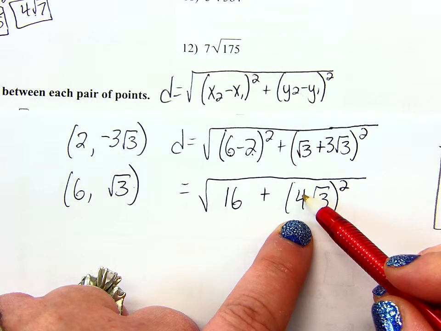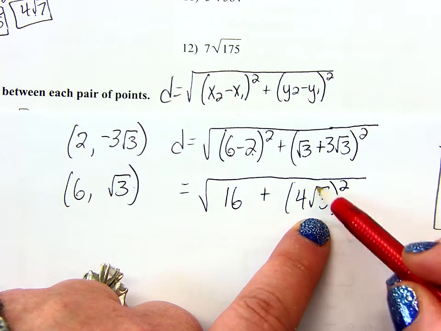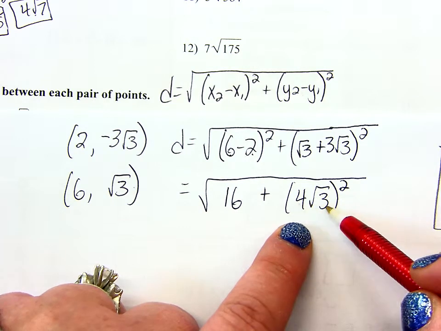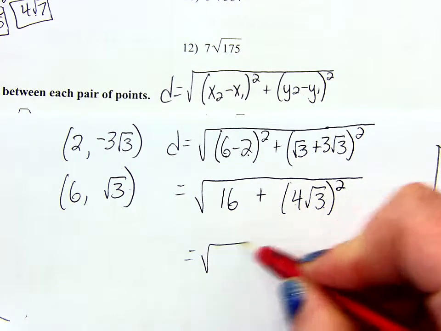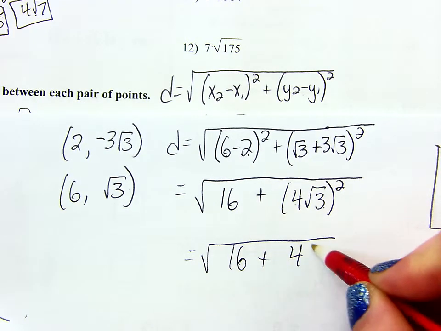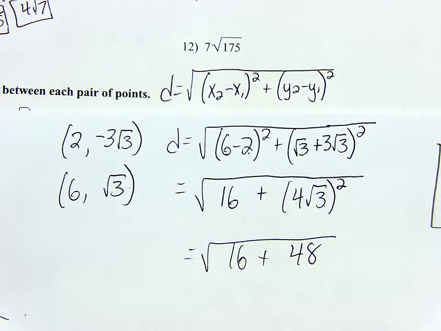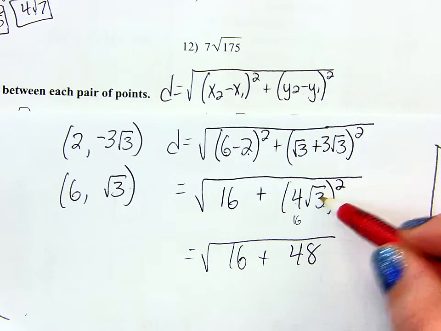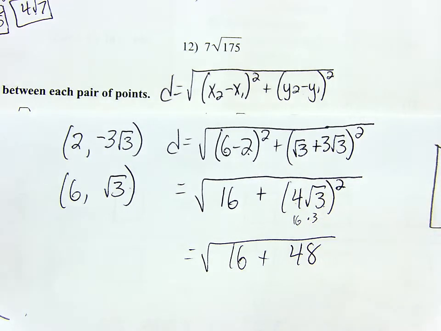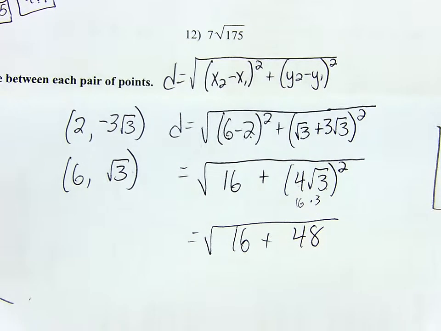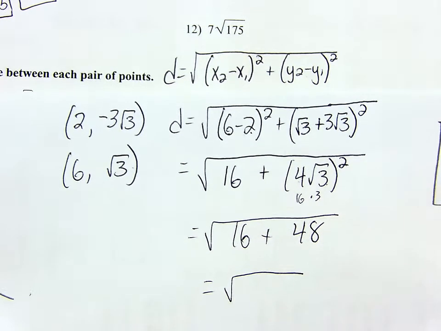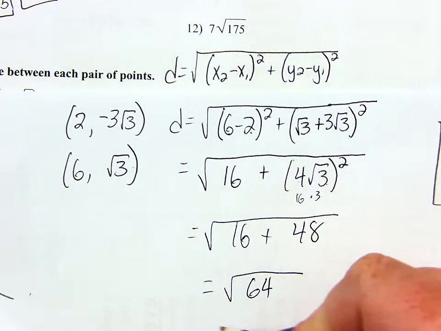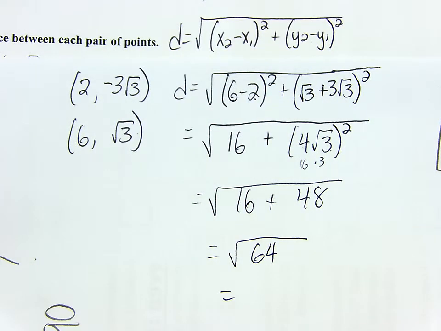So I'll have 4 squared, 16, right? Times square root of 3 squared is just 3. So I really have 16 times 3, which is 48. Does that make sense? Do you see where that all came from? 4 squared is 16, and then the square root of 3 times the square root of 3 is just 3. So 16 times 3 is the 48. So now I'll add 16 and 48 together, and that gets me 64. So this one just so happens to come out to be 8.